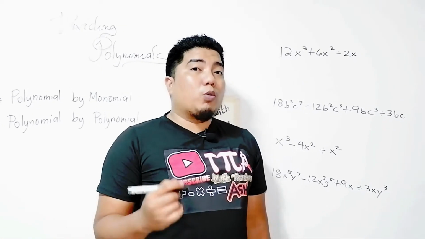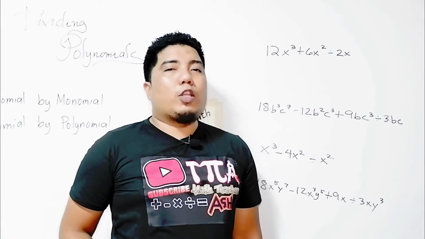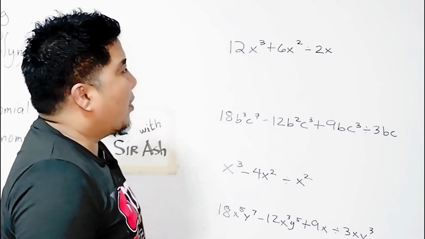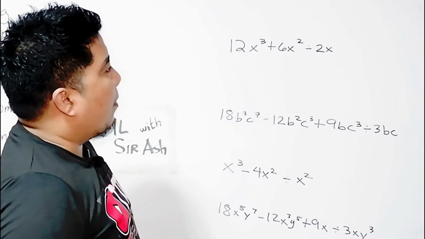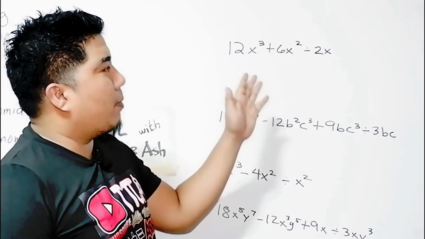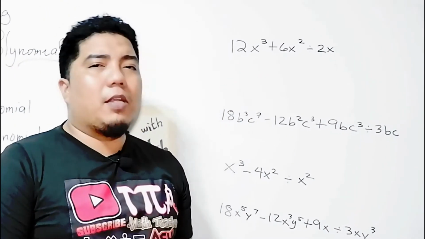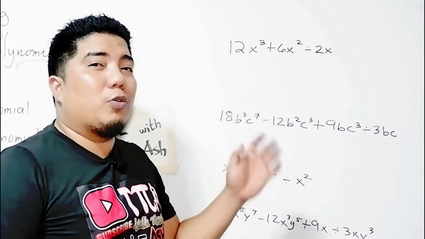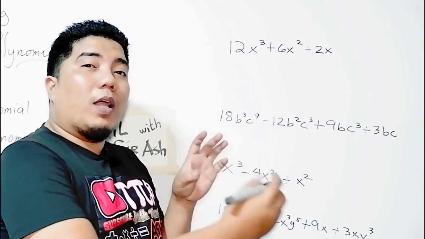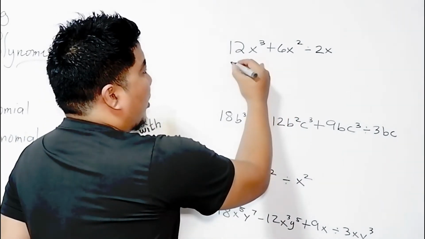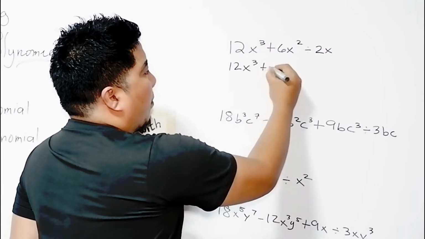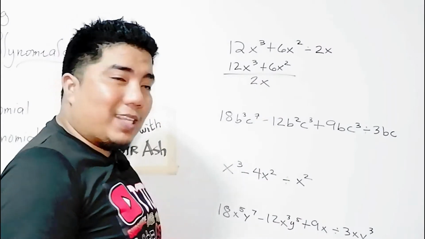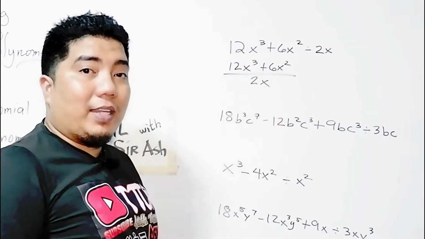Now, remember in the quotient rule, if you have the same base, what you will do is you copy the base and then you subtract the exponents. Okay, so now, let's consider this given example. 12x cubed plus 6x squared divided by 2x. Now, for me, my dear math learners, I always use the fraction form in this given scenario so that I can easily see what I am dividing. So, what we will do here is you copy this one. 12x cubed plus 6x squared divided by 2x. So, in this case, I can see that this can be divided easily.